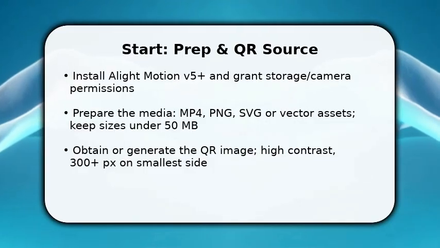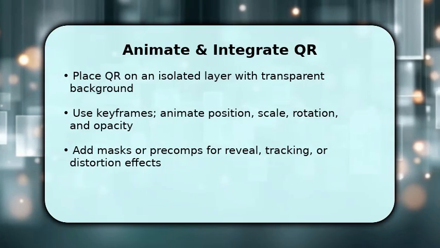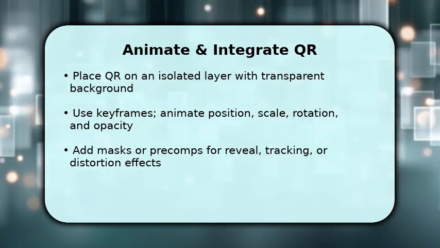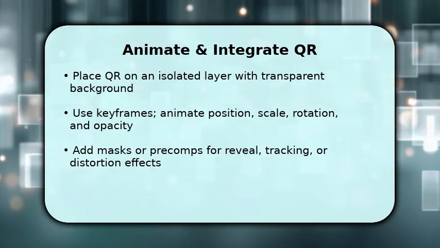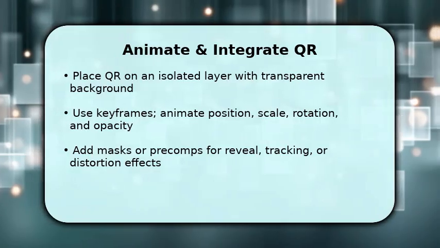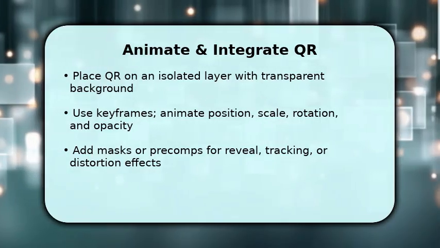Now you animate the QR while preserving scannability. Put the QR on its own layer and avoid heavy blur or non-uniform distortions that break codes. Use keyframes to animate position, scale, rotation, and opacity. Ease in/out to keep motion natural.